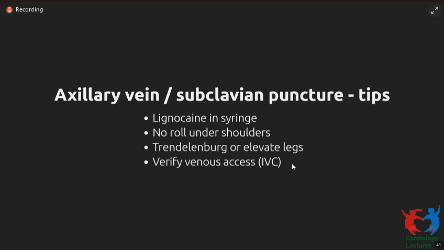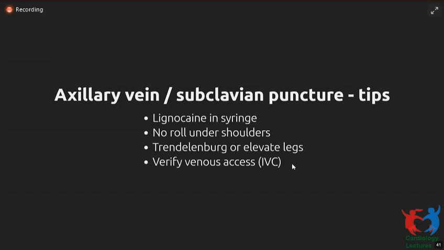Third, if you're working on an operating table, while doing the puncture you can put the patient in a Trendelenburg position, so you put the patient head down. If you're doing it in a cath lab where you can't go head down, you can elevate the legs if possible. You can put a couple of pillows. You can do this automatically when you do the puncture, or definitely do this once you have difficulty getting the vein a couple of times.